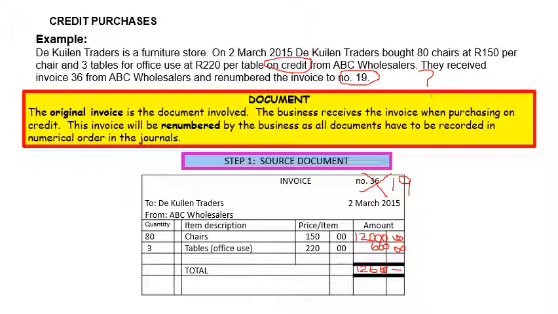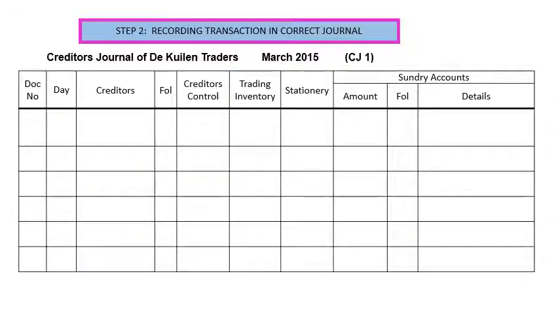Step 2, you now have to record this document in the correct journal. The journal we're going to use is called the creditors journal. Like any other journal, it's for a specific month only. Can you see March? And the folio is CJ for creditors journal. Like any other journal, the journal will start with a document number column. Why document number? Because in real life, the document is your information source where you see what the transaction is, who you bought from, what you bought, and in this case, you bought on account.